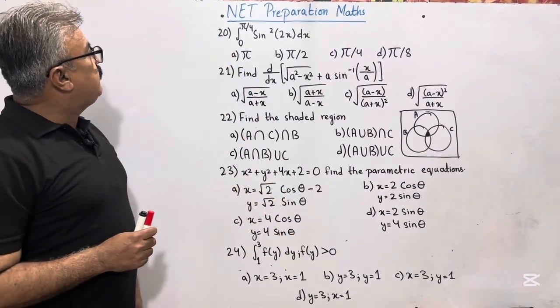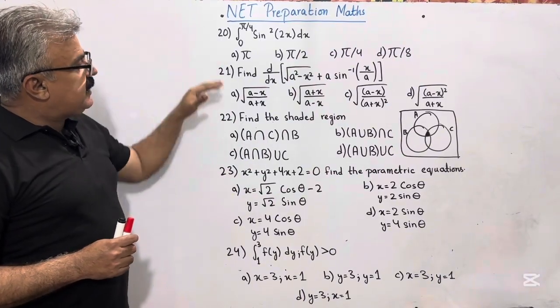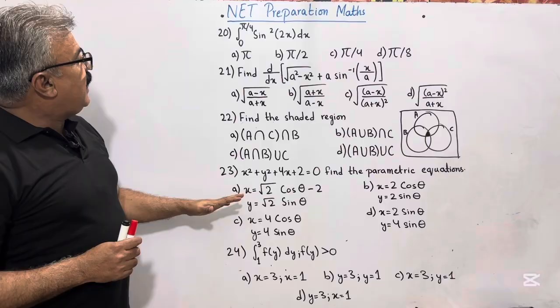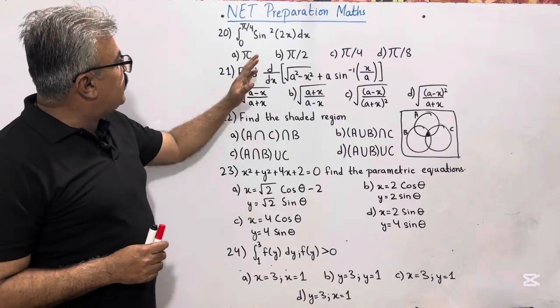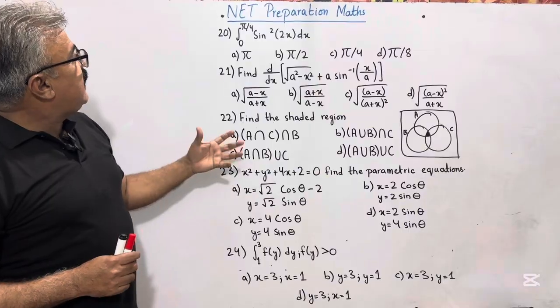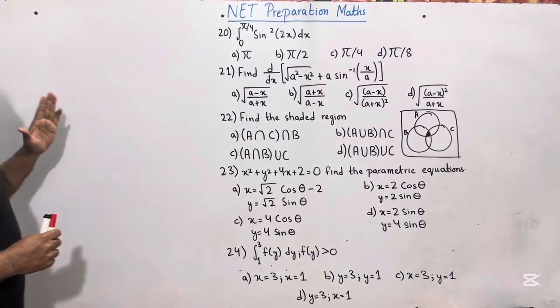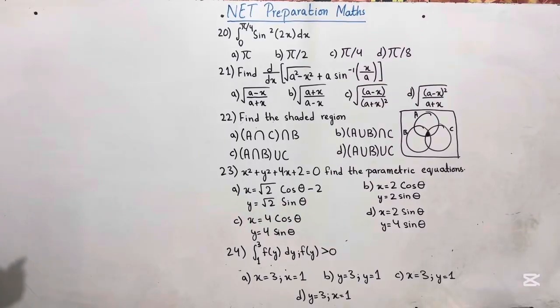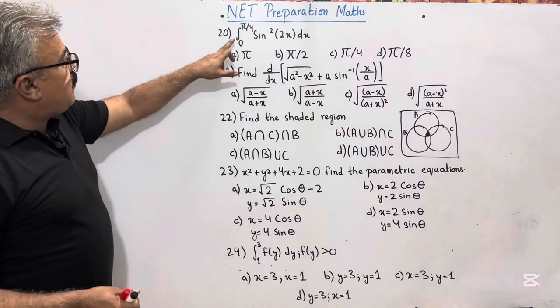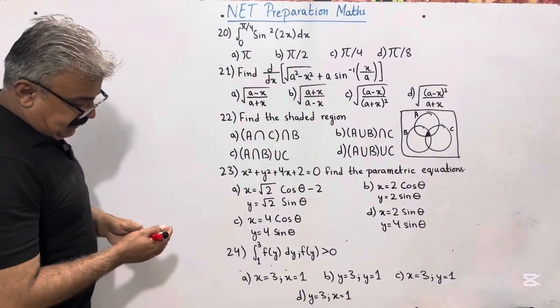Some questions for the preparation of NAT. Mostly ECAT type questions are present. I have underlined the lines of first year and I have written some questions of mixed type. Without wasting time, our question number one is the definite integral from 0 to pi over 4 of sine square 2x dx.